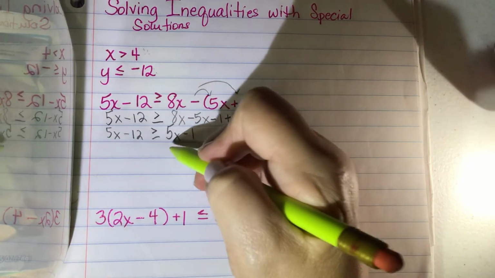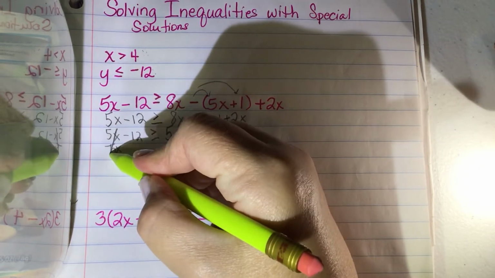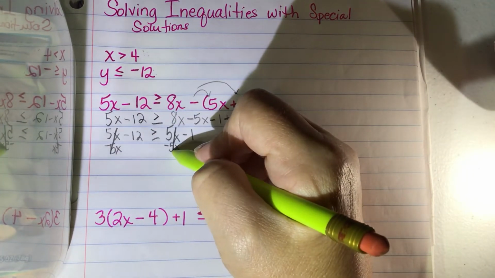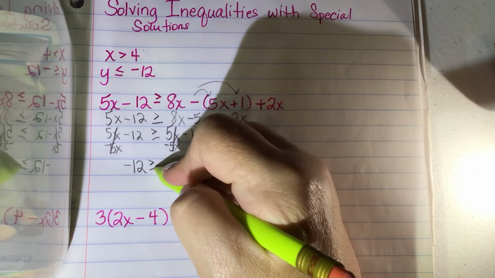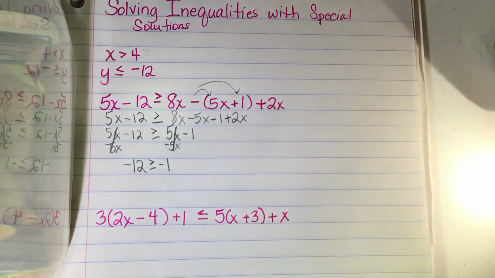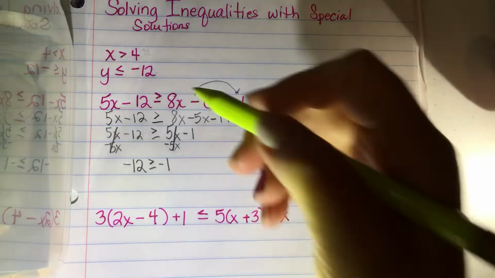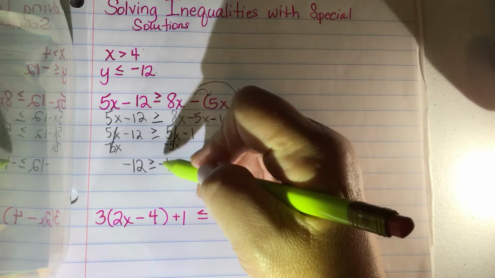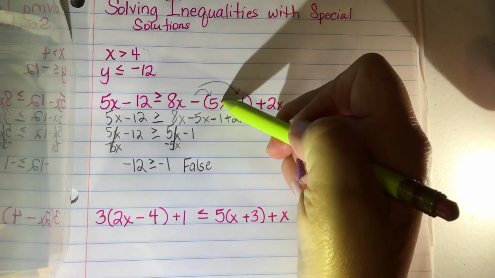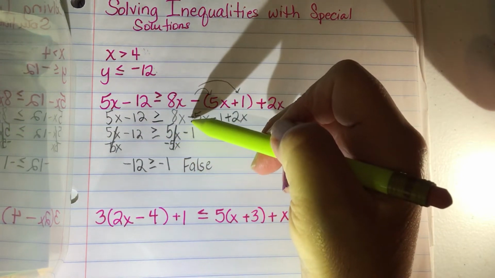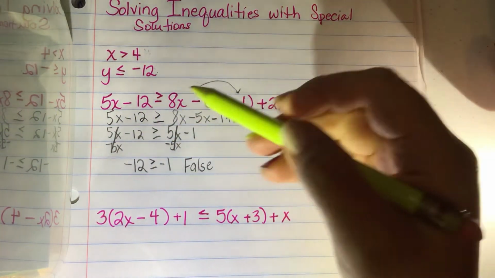The next thing I would do is to move my variable. 5x minus 5x, 5x minus 5x, oh, I don't have a variable any longer. I have this statement, negative 12 is greater than or equal to negative 1. So what I have to decide is if this is a true statement or a false statement. Is negative 12 greater than or equal to negative 1? Well, it is a false statement, which means there's no value of x that you could select that would make this inequality a true statement.